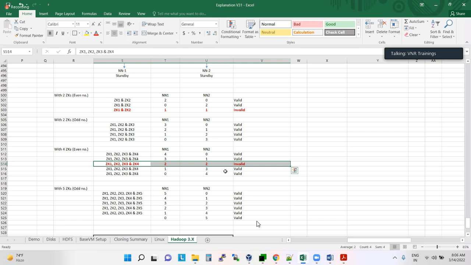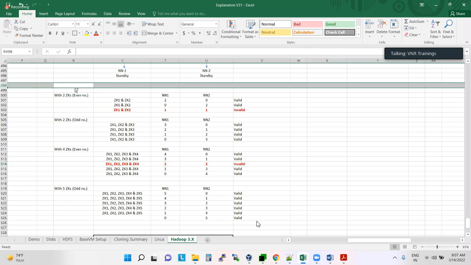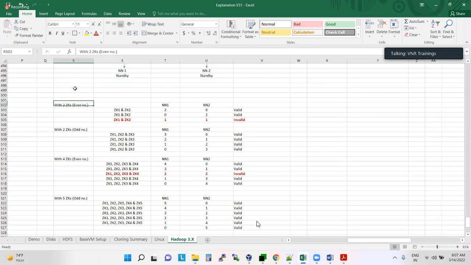Okay. So that is the reason it is always better to go with an odd number of zookeepers. At any point of time, we should go with an odd number of zookeepers. Okay. So we will take one zookeeper.